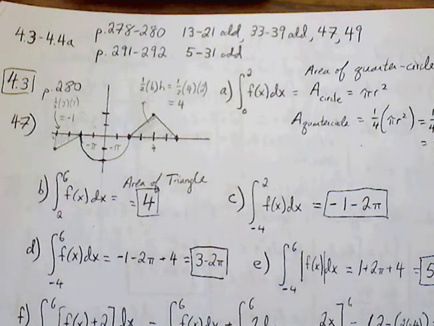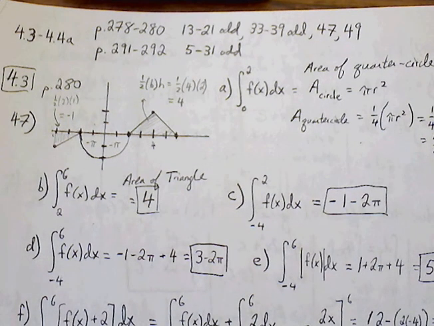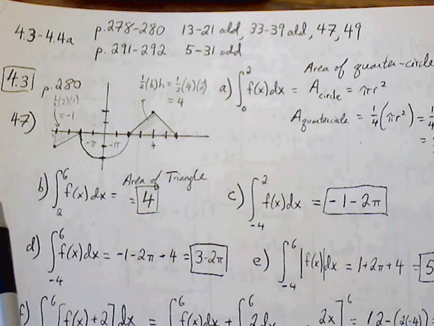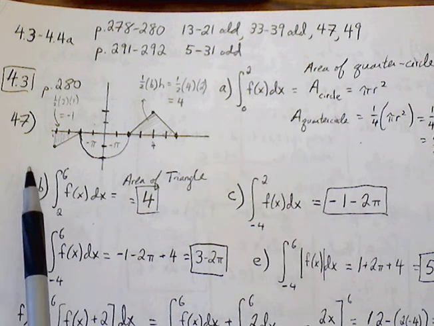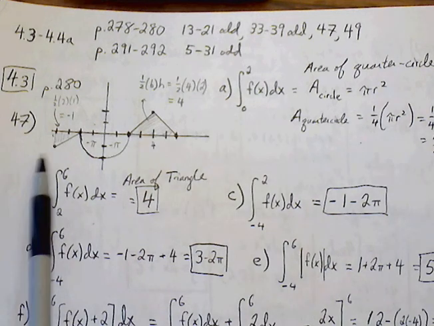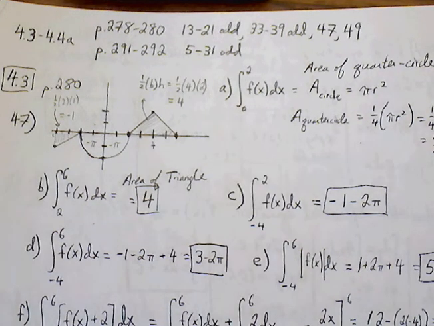All right, these are selected homework problems from section 4.3, 4.4a. This is from section 4.3. Let's look at 47. It's asking you to find the definite integral for this function between these given x intervals, between these given lower and upper bounds.